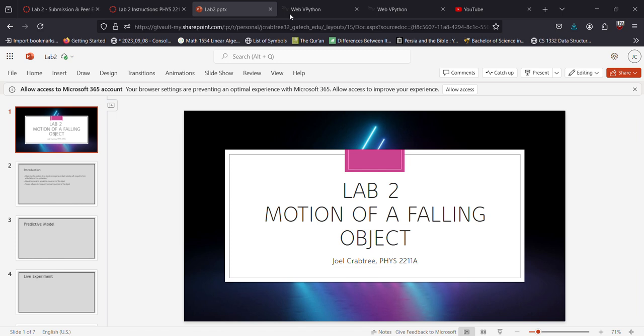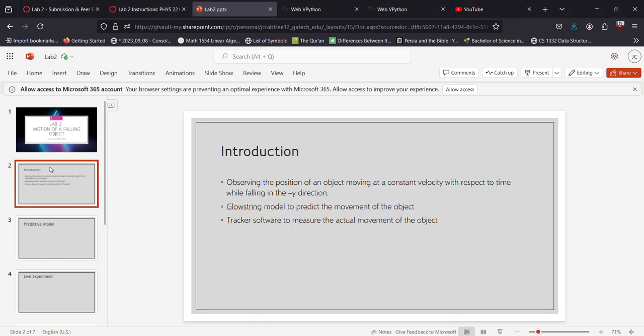Geometry, and this is Lab 2, Motion of a Falling Object. In this lab, we were to observe the position of an object falling at a constant velocity with respect to time.